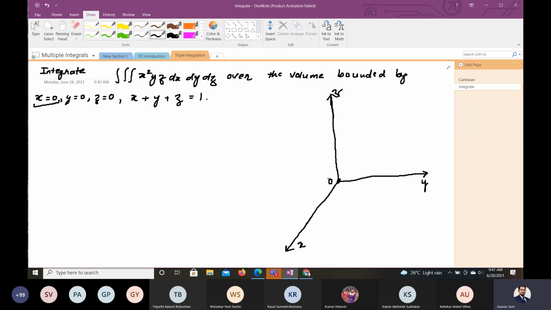So what I'm going to do is find 3 non-collinear points on this plane. And how can I do that? I will put y equal to 0, z equal to 0. This will give me which intercept? x equal to 1, the x-intercept. So we have a point (1, 0, 0) on the x-axis, which lies on this plane. Then I will put x equal to 0.